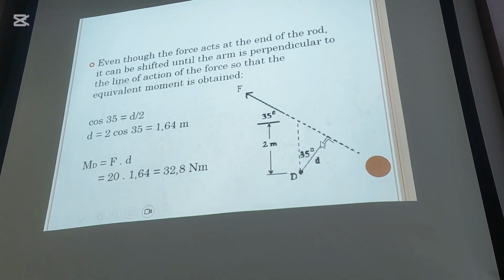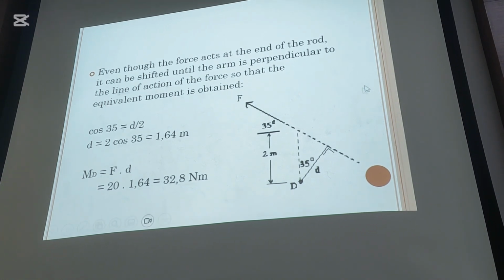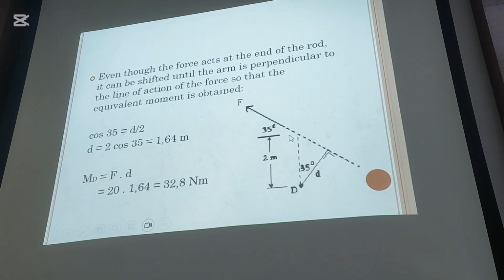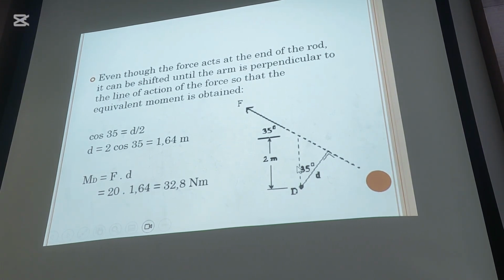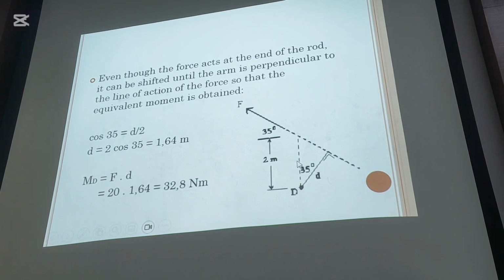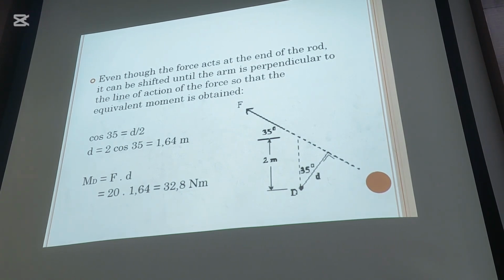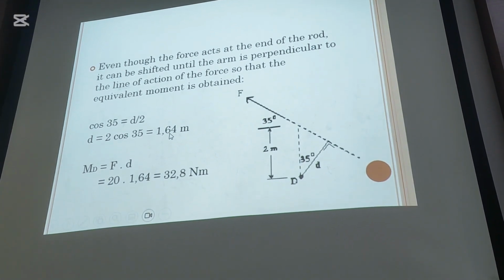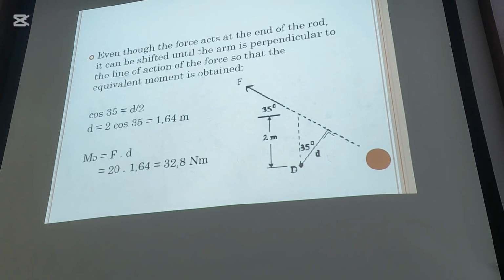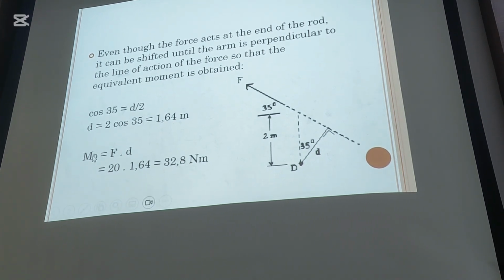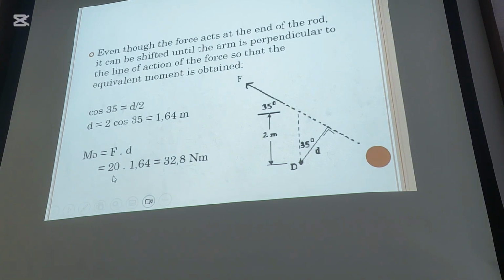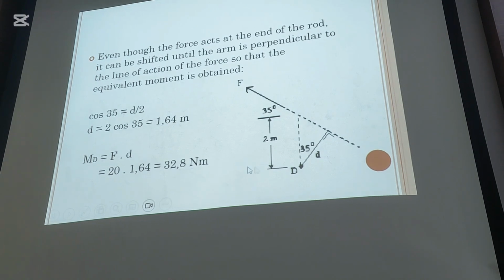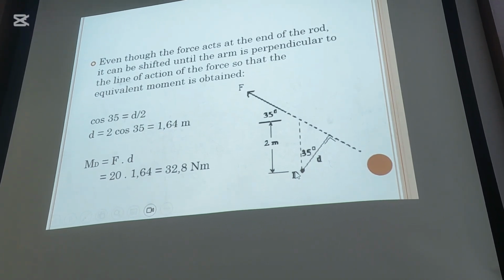Cosine 35 is what? This is 35, d by the length of the 2 meters, right? D divided by 2. So we can just use a calculator to find cosine 35. We can find the d, which is actually 1.64. So you just need to put the d in the equation. Yes, F is 20, the d is 1.64. So the moment at point D is 32.8 Newton meter.